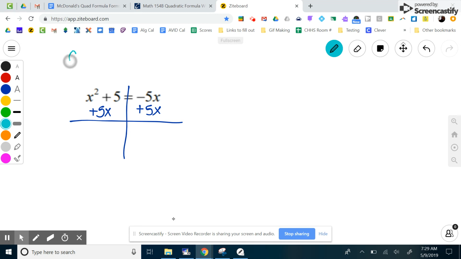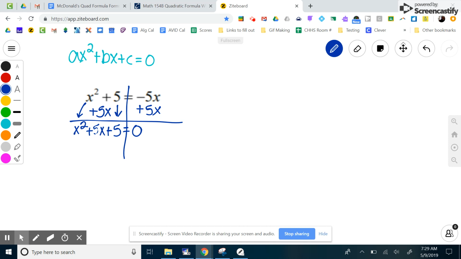Remember, we've got to get it into standard form, which is ax squared plus bx plus c equals 0. So I'm going to make sure my x squared goes first. So I've got x squared. Next, I've got plus 5x. And finally, I've got my 5 equals 0.